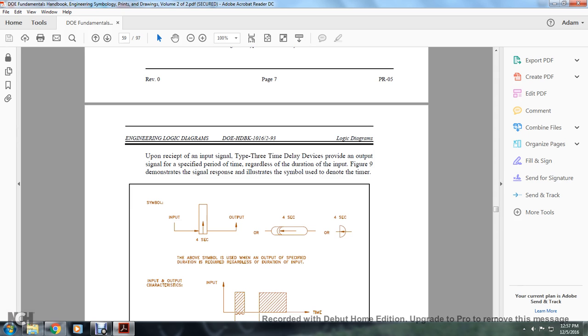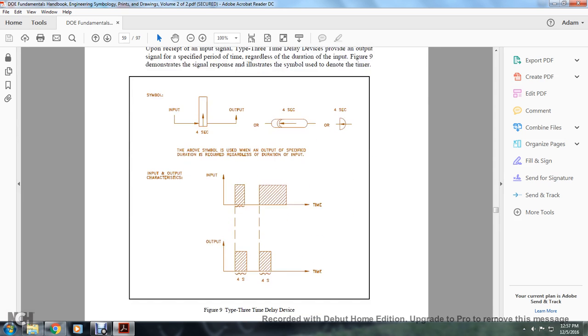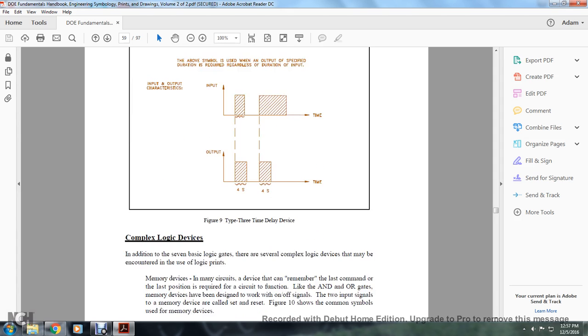Figure 9 demonstrates the signal response illustrated with the symbol used to denote the timer. This is a 4-second input-output time delay with the different cylinder, the half simultaneous circle, input arrow, output arrow, and their input characteristics, output time, and input time.